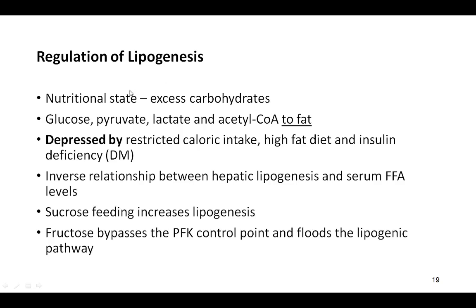Now regulation. So it can have nutritional regulation, right? With excess carbohydrate, lipogenesis will increase. Glucose, pyruvate, lactate, and acetyl coenzyme A will help in the formation of more fat. Now how will it decrease? This fatty acid synthesis can be decreased by restricted calorie intake. If you take less calorie food, then fatty acid biosynthesis decreases. High fat diet. If you're taking a high fat diet, the formation of fatty acid inside the body will decrease. Insulin deficiency. I told you that insulin is required for the formation of fatty acid.